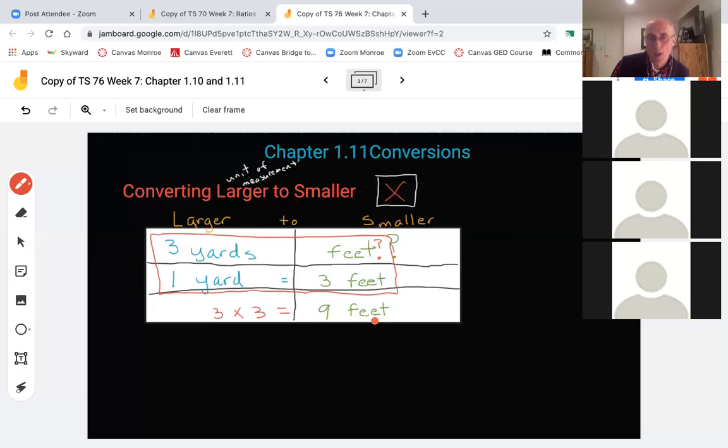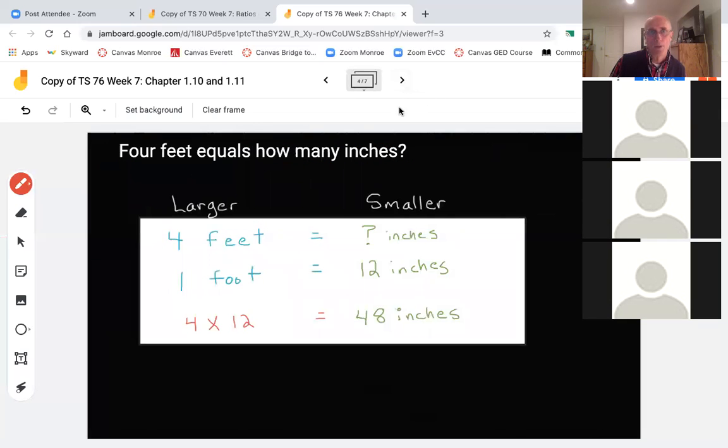Okay, so that's my magic chart system that works every time, as long as you copy it down in your notes correctly and think about what your units of measurement are and what they are comparing. Let's look at another example. 4 feet equals how many inches? If they ask me this question, here's the first thing I'm going to think: feet. I know that 1 foot is 12 inches. This is my smaller unit. I am going from larger, feet, to smaller.